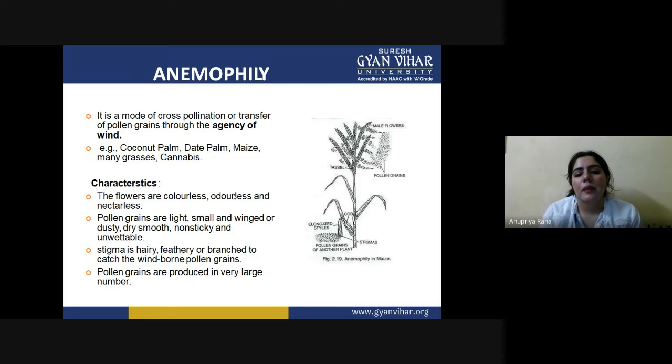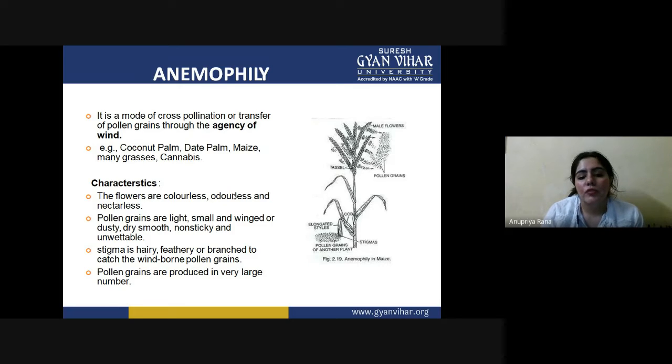The third one is that the stigma is hairy, feathery, or branched to catch the wind-borne pollen grains. The third thing is about the stigma, the catching portion. The stigma should be hairy for getting the pollen, or sometimes it can be feathery or branched. Ultimately it should be a catching one, which can catch the pollen from the wind.